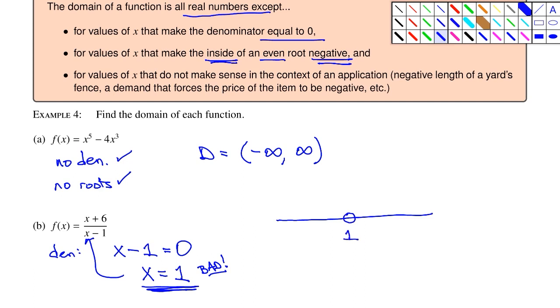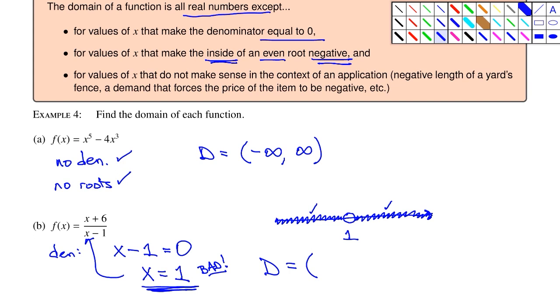So we're going to have 1 right there. But everything that is not 1 is perfectly fine, and that's on both sides. Now the reason I encourage you to draw it this way and to shade in the good stuff is because it lets you see how many intervals you actually have to work with. We have 2 intervals to work with. And so when you write the domain out, you need to write both intervals.